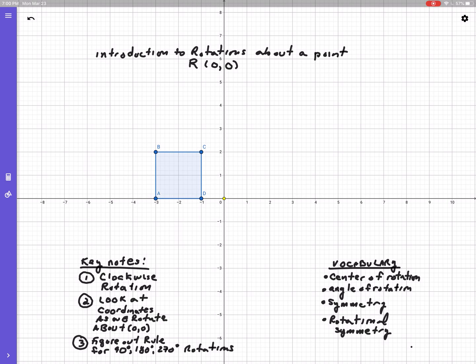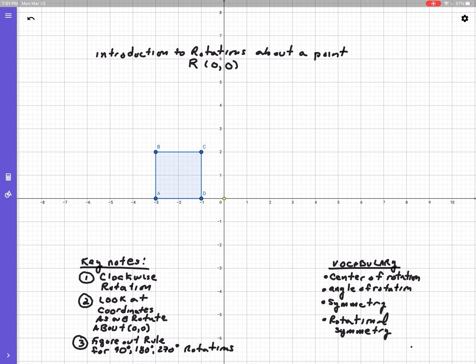Now, you might see some interesting stuff pop up when we do this. Pay close attention to the angles that are being made. We're also going to look at coordinates as we rotate about (0, 0), so pay close attention to D as it changes as we rotate. There's going to be something that you might want to pick up on, and we're going to see if we can figure out if there is in fact a rule that will allow us to do some of these rotations about some kind of point.